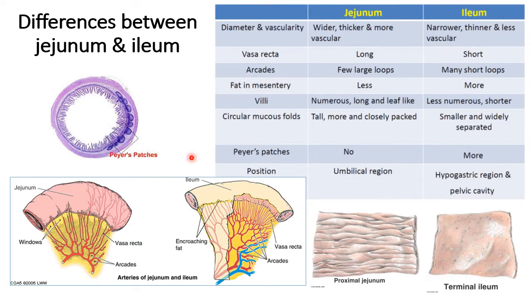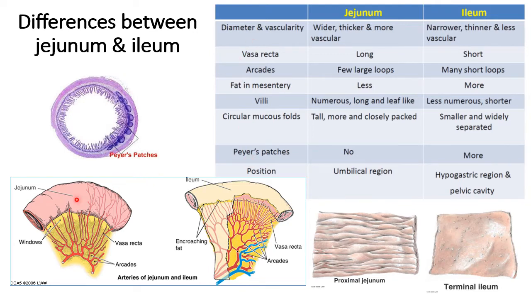Now we have jejunum and ileum, and I already covered this in last week's practical, how to differentiate between the ileum and the jejunum. On this image you have the two structures. This is the jejunum on the left side, and that's the ileum on the right side. So there are certain differences between these two structures in terms of some features.